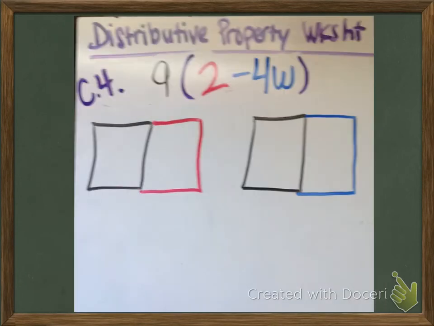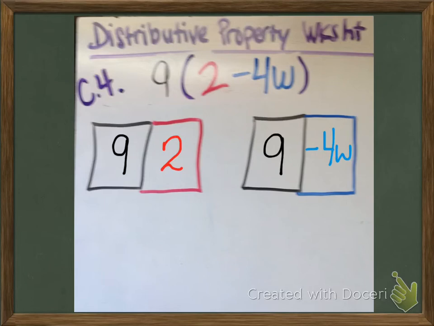C4. 9 times the quantity of 2 minus 4w. What is your answer? First thing you do is bring down the 9 into the black boxes. Then bring down your positive 2. And finally, your negative 4w.